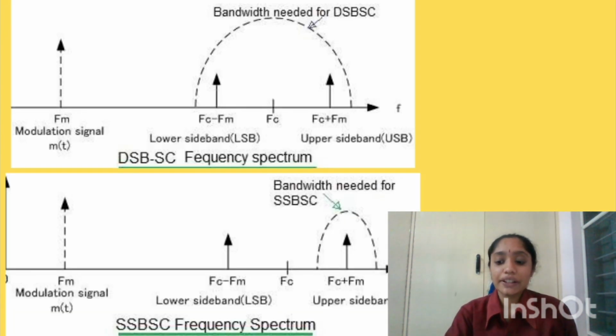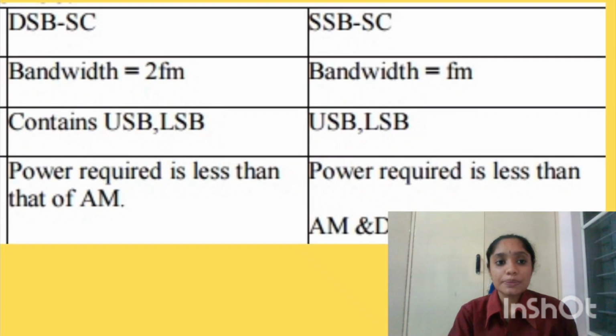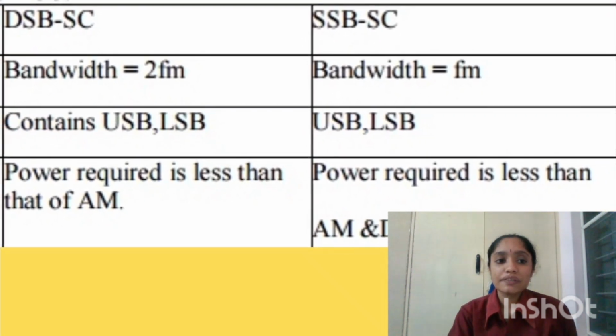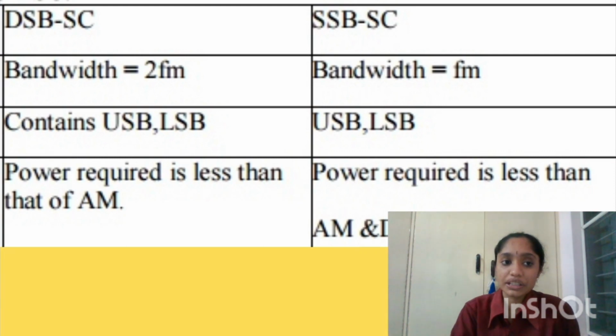In the next slide, we have differences between DSBSC and SSBSC. The same information is tabulated. The bandwidth required for DSBSC is 2 times FM, and the bandwidth required for SSBSC is half of the DSBSC. Both DSBSC and SSBSC contain USB and LSB. The difference is that only one sideband is transmitted in SSBSC, whereas two sidebands are transmitted with respect to DSBSC.